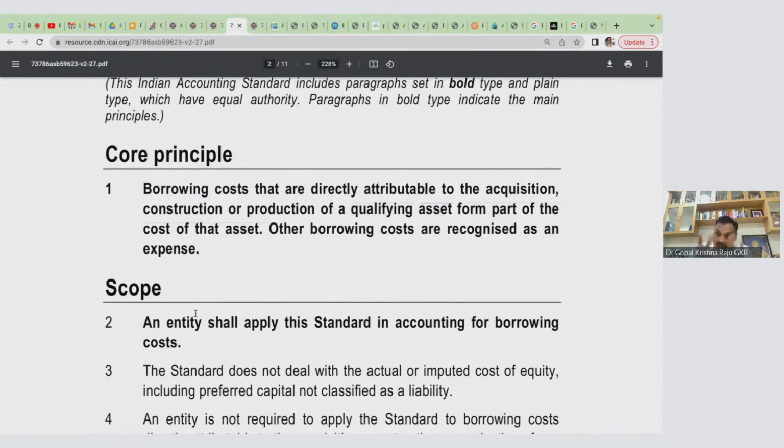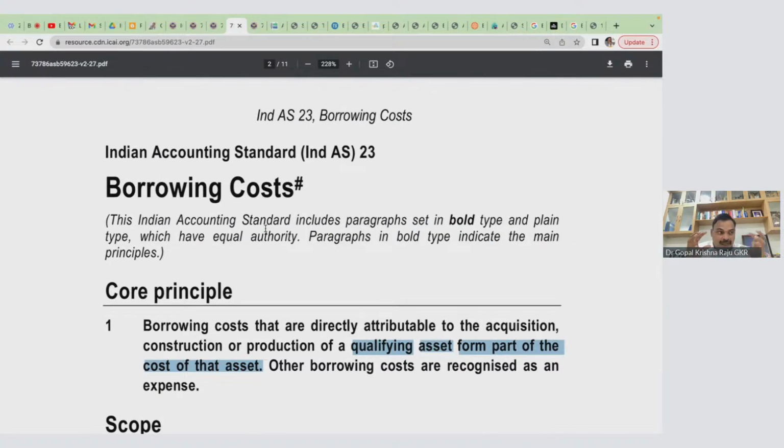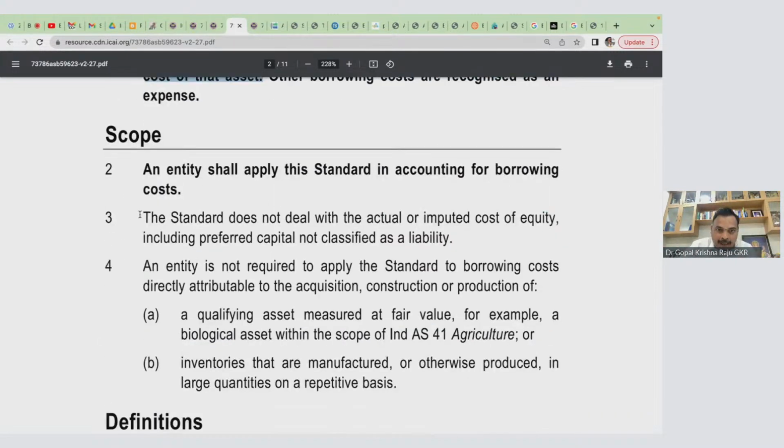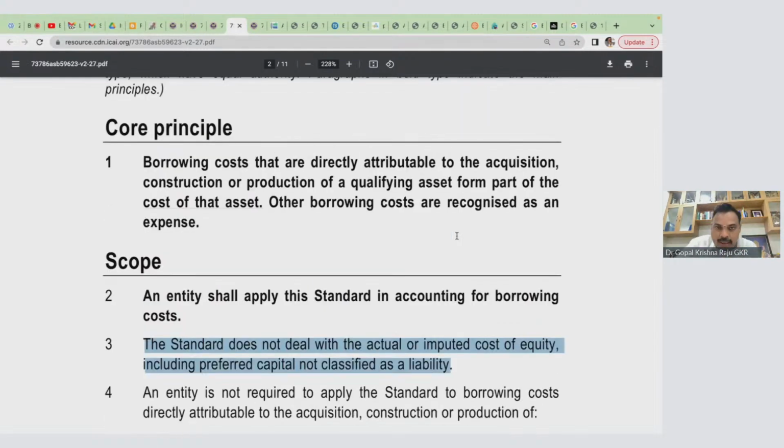Now whether it has to be capitalized or not, that is the next question. So capitalize qualifying asset, forming part of the cost of the asset. So this is one particular standard where liability will be there. On the liability, there will be borrowing. There will be a cost for the borrowing. Borrowing will have a connect to an asset. Now, whether this interest we will capitalize it or take it to P&L account, this is where the entire discussion is all about. And equity cost, preference not classified as a liability, will not come. But preference classified as a liability will come. Okay, so please understand this part.